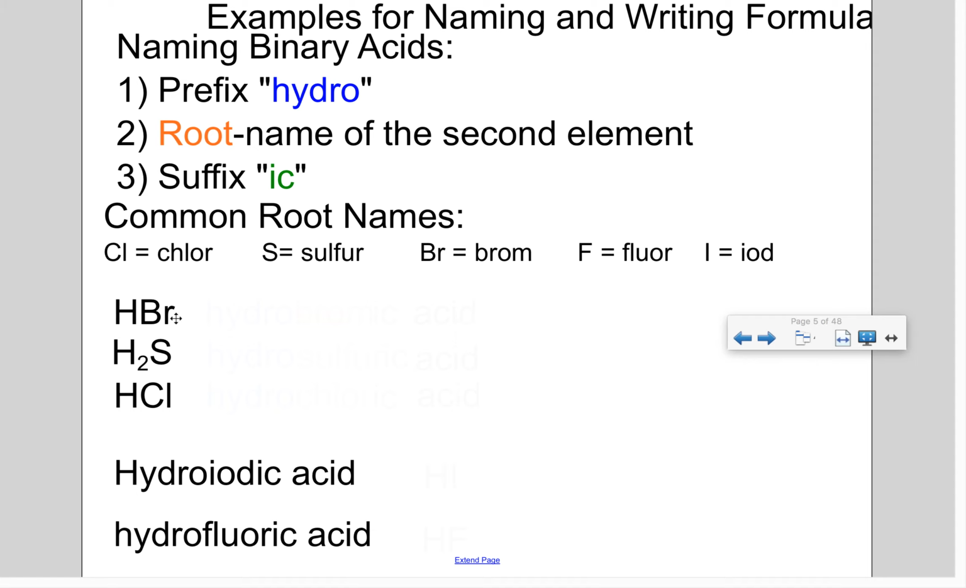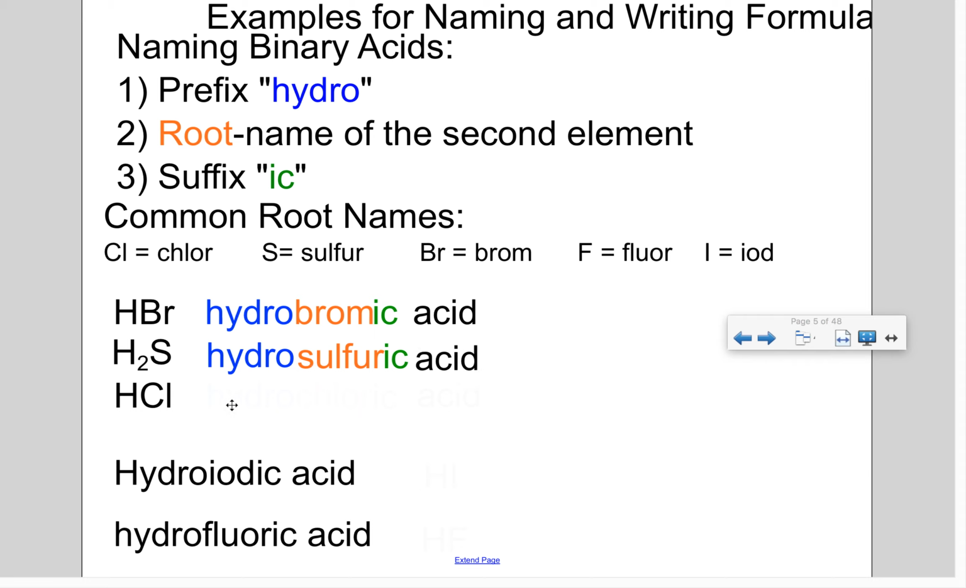So if I have HBr following the rules, I start off with hydro, and then it's Br, brom, and then the suffix ic: hydrobromic acid. H2S, I start off with hydro, S is sulfur, and then ic, so hydrosulfuric acid. HCl, start off with hydrochloric acid.